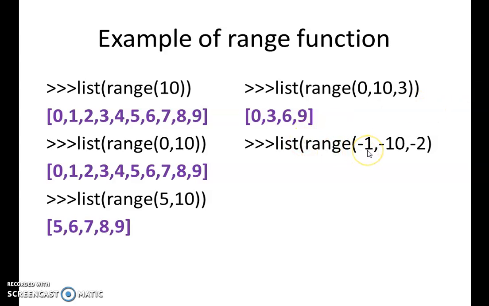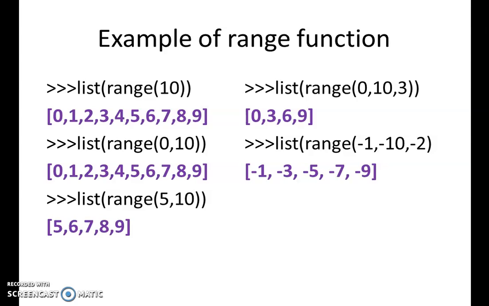Next we have passed negative value to range function, minus 1, minus 10, minus 2. So it will start from minus 1 and with the difference of minus 2, it will go till stop value. So output will be minus 1, minus 3, minus 5, minus 7, minus 9.